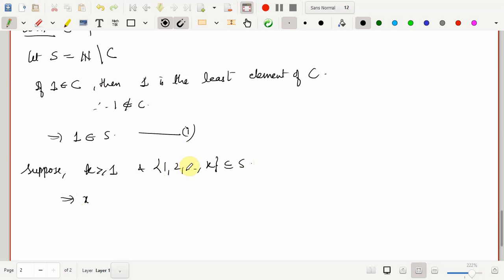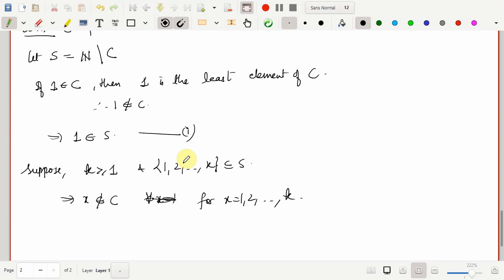Okay. So now I need to show that k plus 1 is an element of S, that I can prove by showing that k plus 1 is not an element of C. Now why is it not an element of C? If k plus 1 is an element of C, then C already does not contain 1, 2 till k. So k plus 1 is going to be the first, least element in that C. But by our assumption, C does not have any least element. So that will rule out the case that k plus 1 is a part of C.